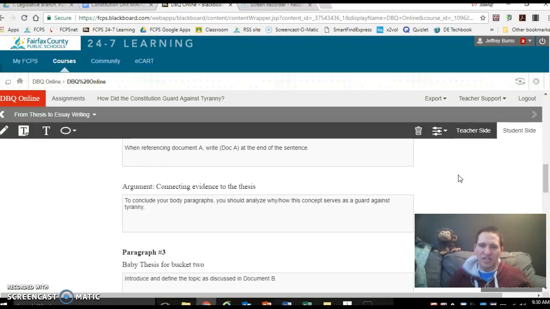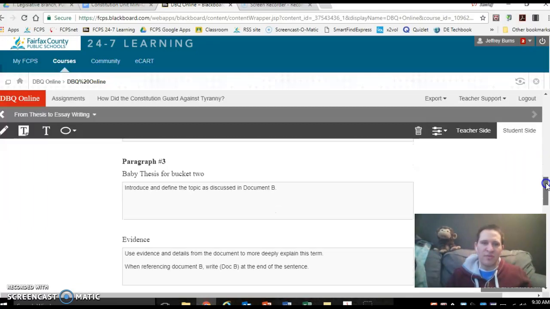Okay, and explain how this concept serves as a guard against tyranny. Okay, and what does it do? Why is it effective? Why is it a good thing? Why is it a positive thing? Okay? How did the Constitution improve on the Articles of Confederation in this way?